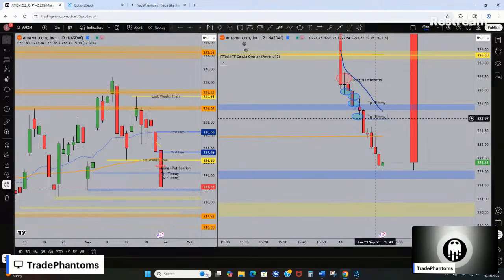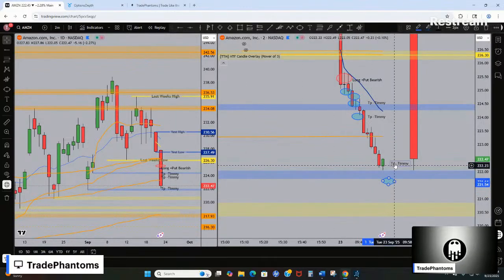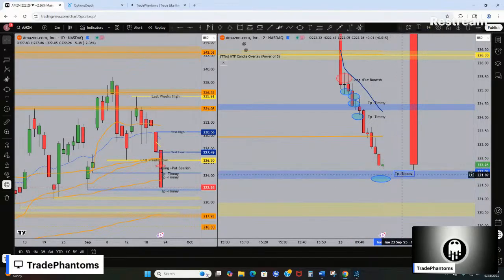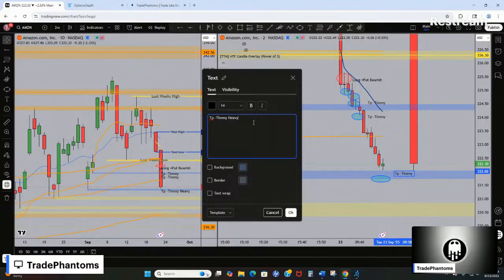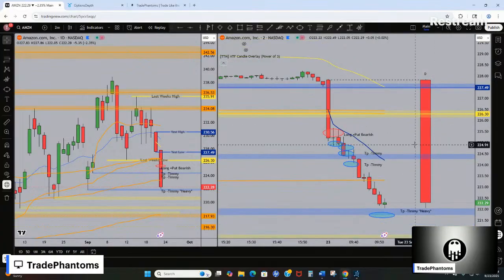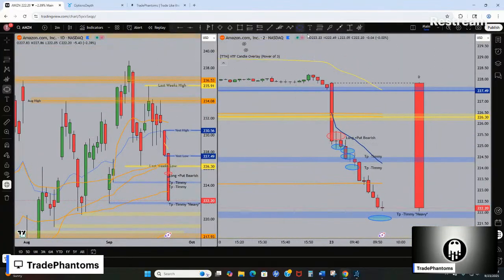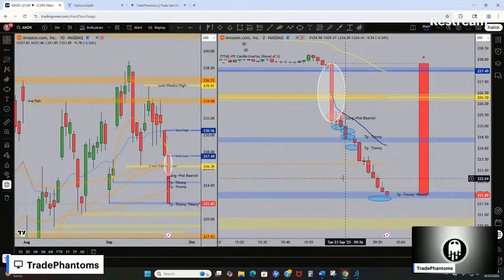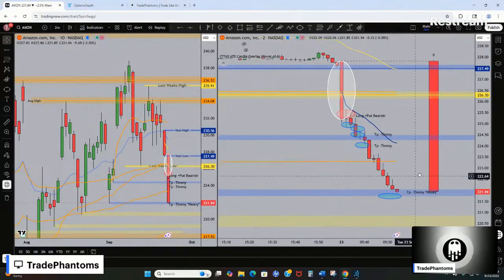All right, coming into another daily low, team. Make sure you TP heavy. Another daily low right below here, okay? Easy setup. See ya. TP heavy.